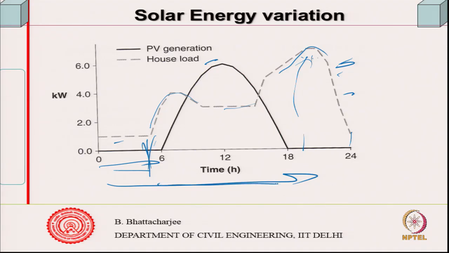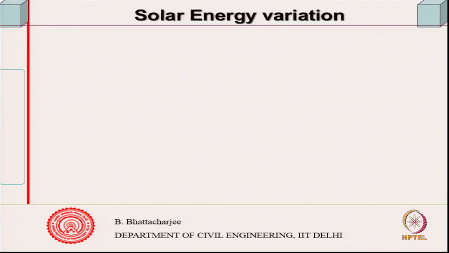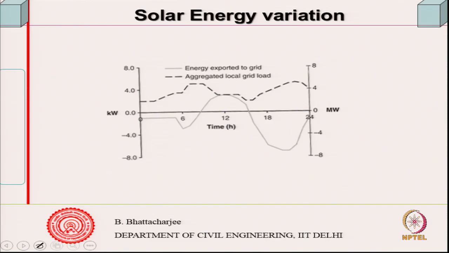But your PV generation is only between 6 to 18, because solar radiation you get from 6 to 18. So, this is extra you are getting here, and these spaces you have to actually borrow from the grid. So, we have this, this is something like this.